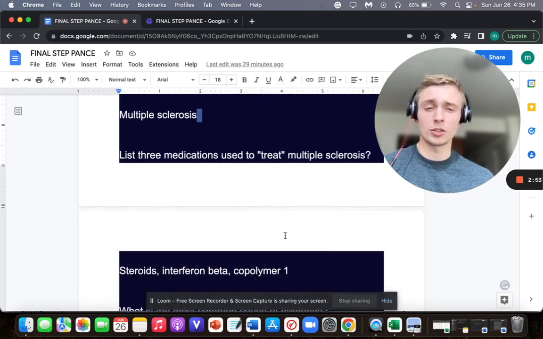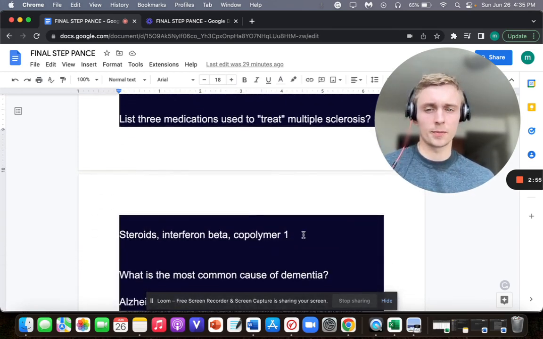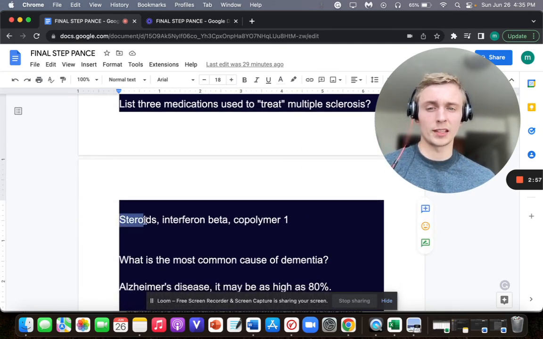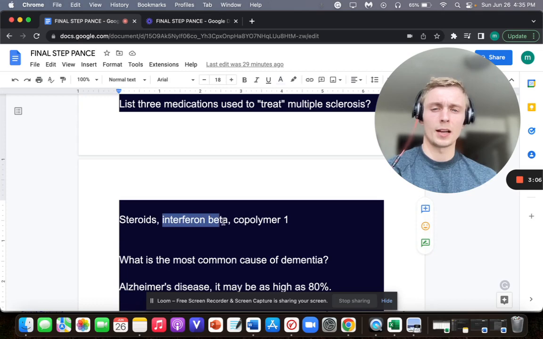List the 3 medications used to treat multiple sclerosis. Steroids for an acute exacerbation, like IV methylprednisolone, interferon beta, and copolymer 1. So steroids, interferon beta, and copolymer 1 for multiple sclerosis.